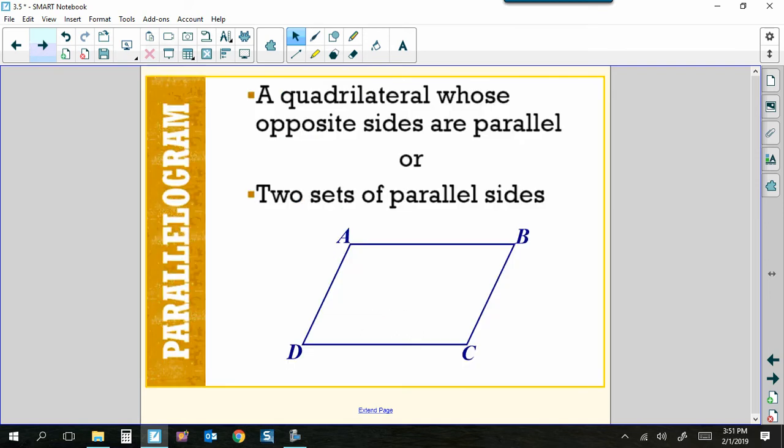So what is a parallelogram? A parallelogram is a quadrilateral whose opposite sides are parallel, or you can think of it as two sets of parallel sides. So for this quadrilateral here on the screen to be considered a parallelogram, we would need to know that side AB is parallel to DC and side AD is parallel to BC. So it would look something like this. Once you know you have those two sets of parallel sides, you are able to be more specific and say a quadrilateral is a parallelogram.